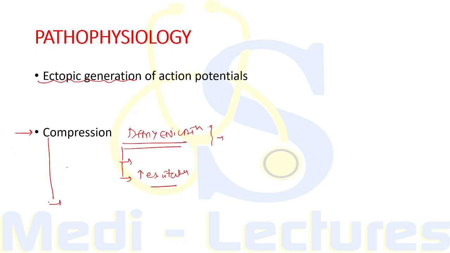Now what can cause the compression of the trigeminal nerve root? It is most often a blood vessel, and the most commonly involved artery is the superior cerebellar artery, which will compress the nerve root. Also there can be a tortuous vein which can cause compression.